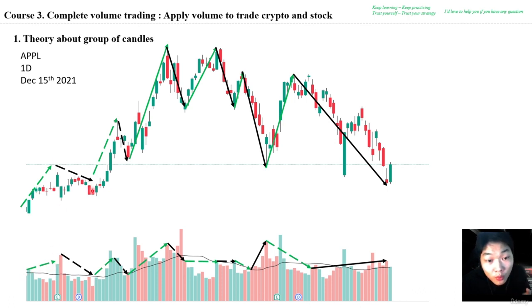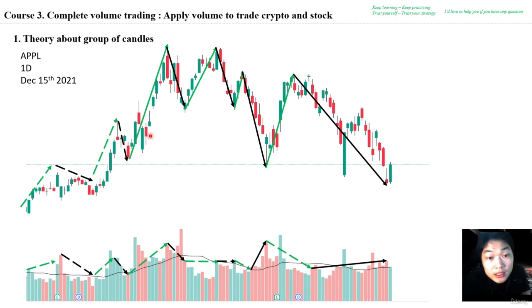And for the pullback wave at this time, you can see that we capture the first down candle to the last down candle in the pullback wave, and at this time the pullback wave's group of candles shows you that the volume is decreased. It means that the market still goes up after the pullback wave, and you can see the story is also the same. The pull wave is an up volume, and the pullback wave is also a down volume, and this wave is also the same theory.